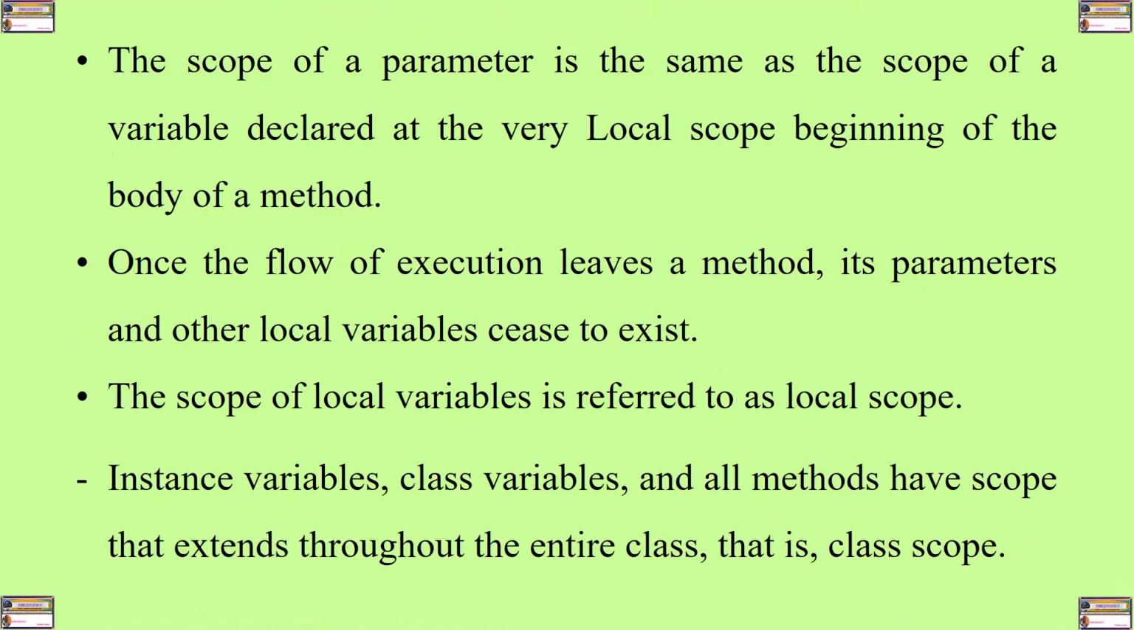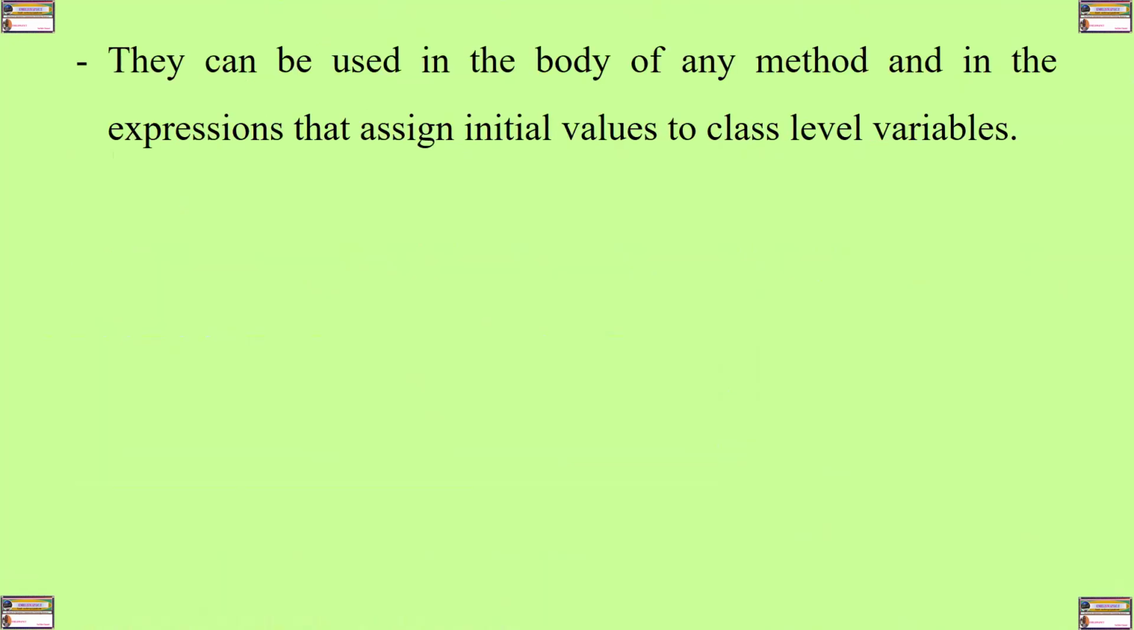Instance variables, class variables, and all methods have scope that extends throughout the entire class, that is, class scope. They can be used in the body of any method and in the expressions that assign initial values to class-level variables. For this reason, there are two restrictions to remember.